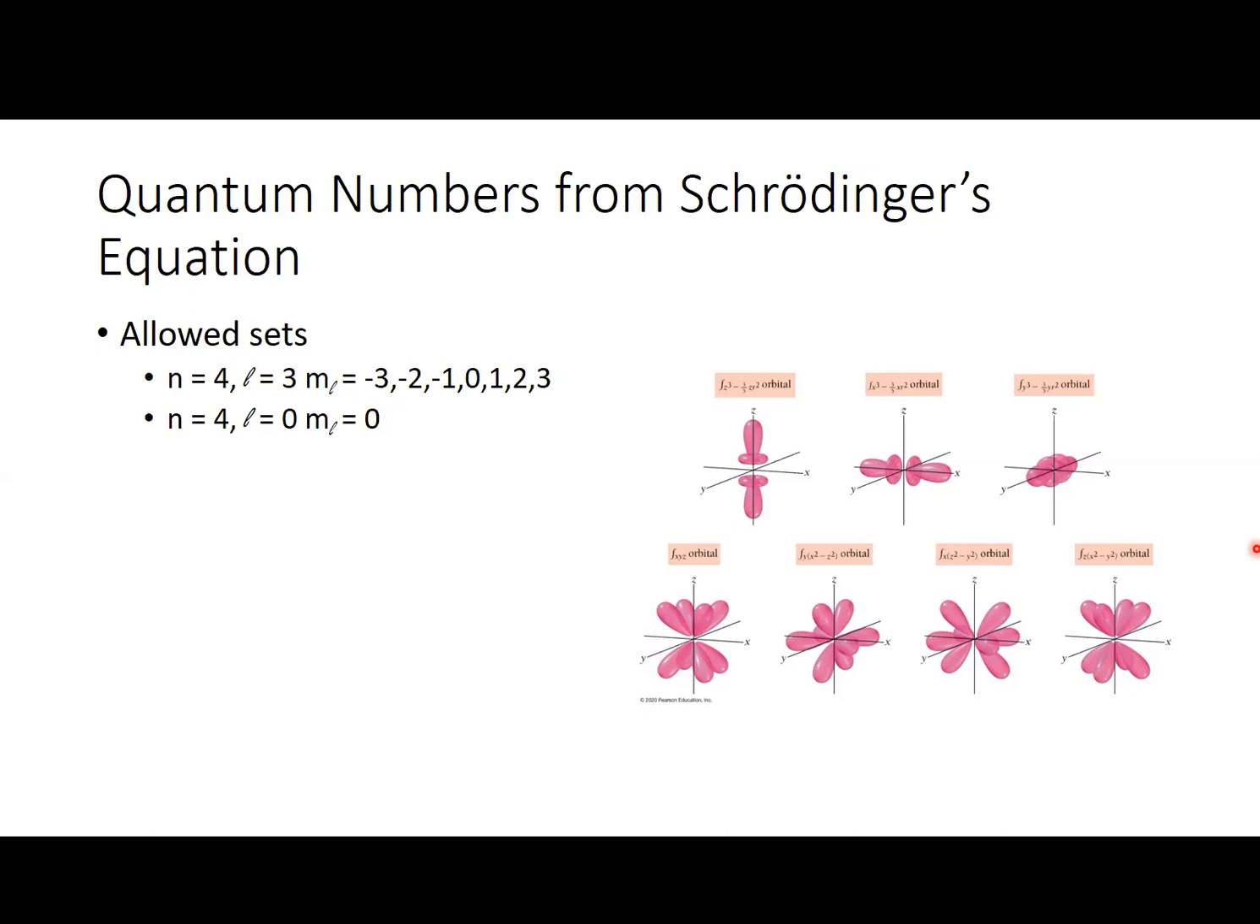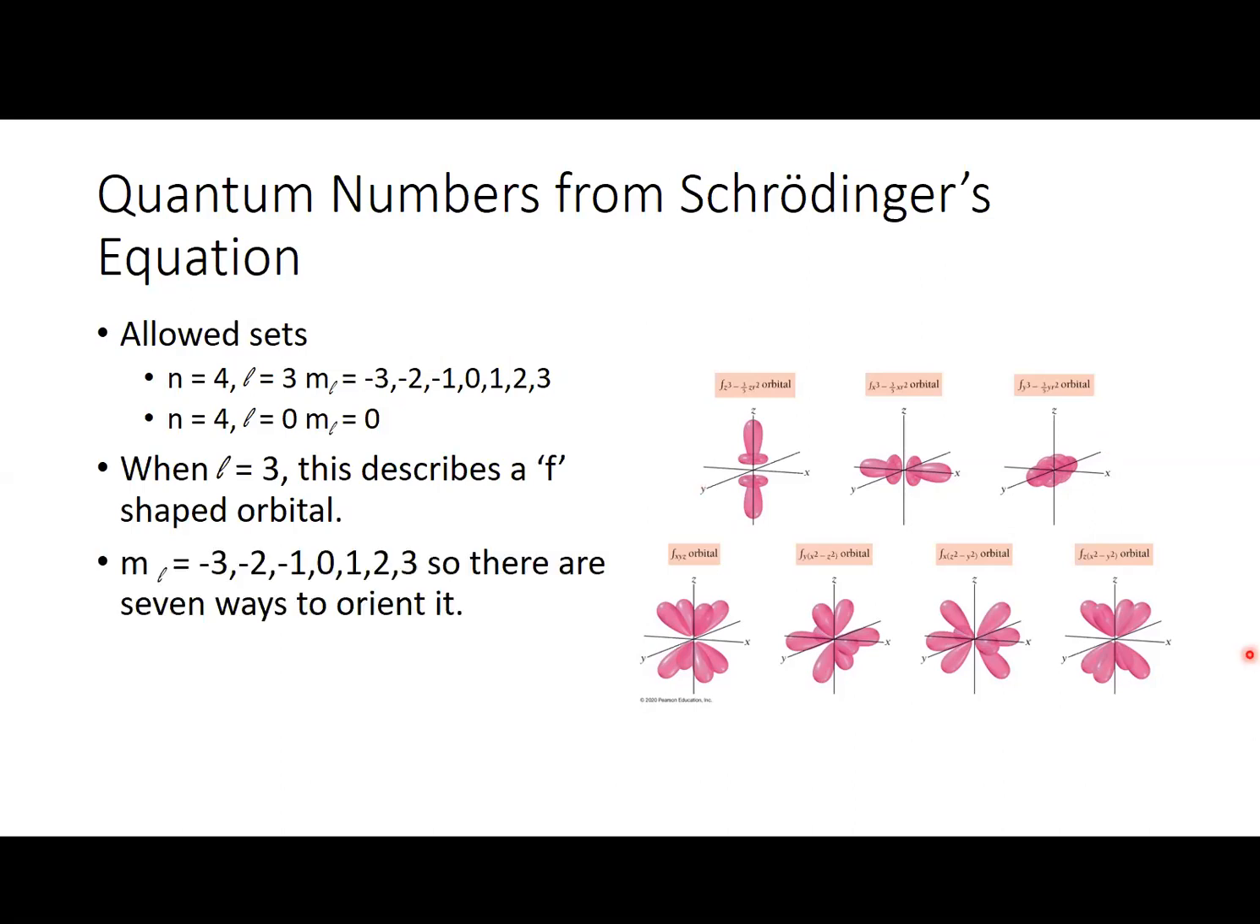Okay, so when L is equal to 3, this describes an orbital that we call an F-shaped orbital. There are 7 of them, each can hold 2 electrons, and so there are 14 electrons that can be held in this entire group. That kind of takes us through the whole of that chapter. Screen sharing here is done.